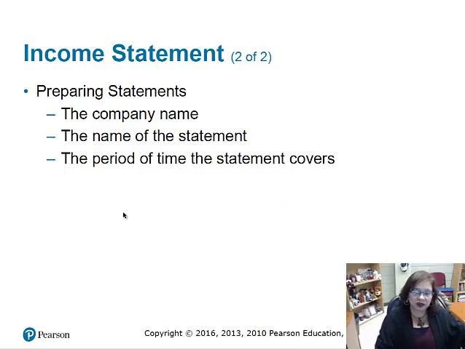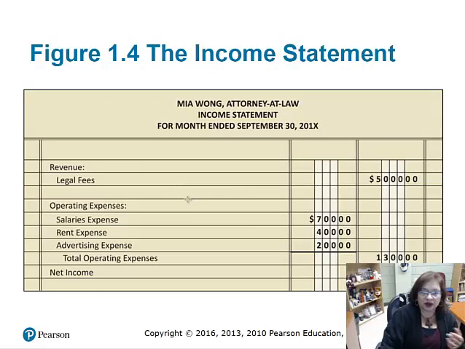For example, for any month of the year, let's say January, it would be from January 1 to January 31st, the end of 1 month. If it's a quarter, then whatever that quarter is. If it's the end of the year, then it's from, let's say, January 1 to December 31st. So that's what we're talking about as far as the period that it covers. And this is what it looks like.